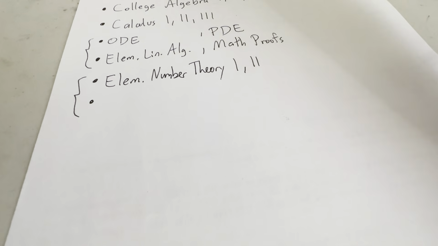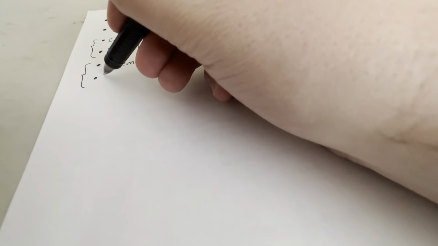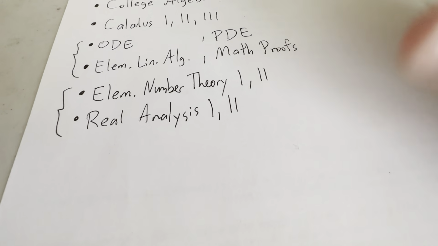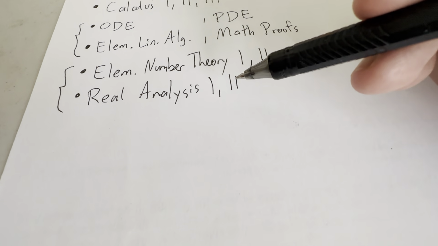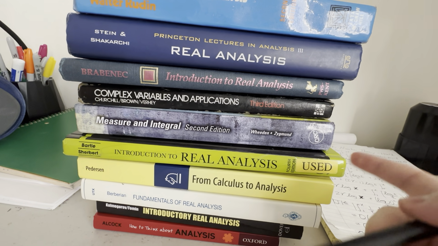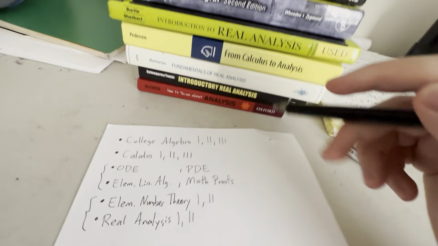And so 1 and 2, that's first, second semester. And then we have real analysis. This is the undergraduate version. So that would be something like the Bartle book that I mentioned the other day. This is the type of book that you would study for that.